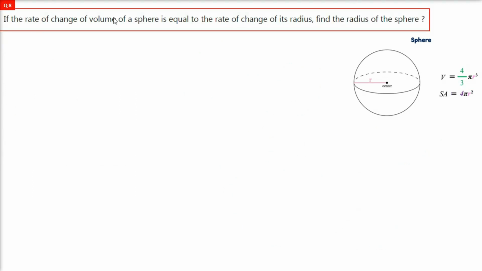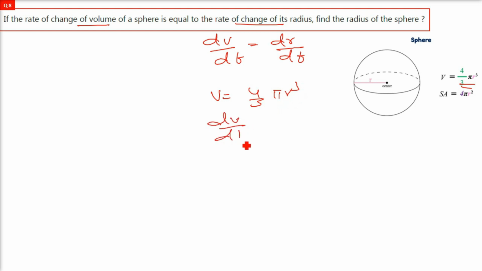If the rate of change of volume of a sphere is equal to the rate of change of its radius, that is, dv by dt is equal to dr by dt, find the radius of the sphere. Now you can just take volume 4/3 pi r cube, differentiate it, and wherever possible, write dv by dt as dr by dt or dr by dt as dv by dt. So volume is 4/3 pi r cube. You already know how to differentiate it. It will be 4 pi r square dr by dt, and this comes because they are equal. So again, the same thing comes. 4 pi r square is equal to 1.